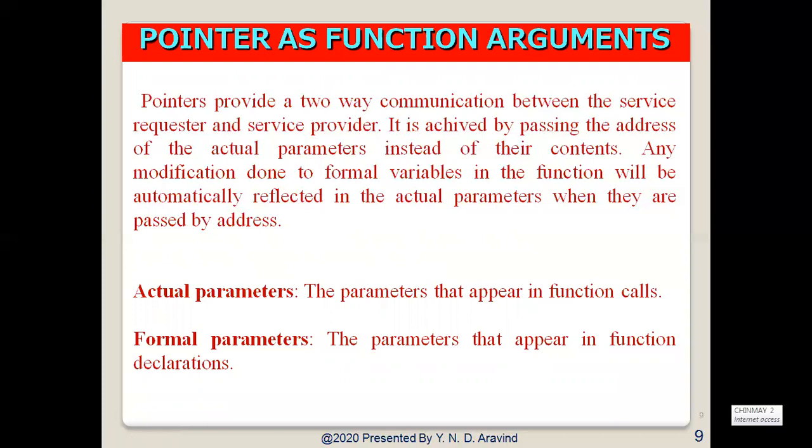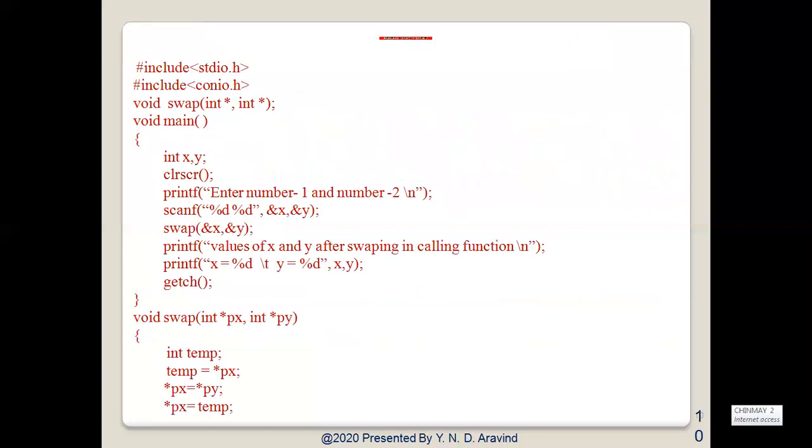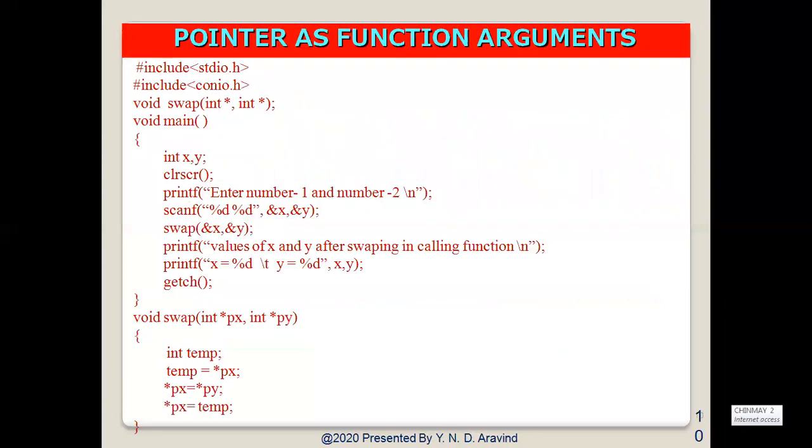So here, what are actual parameters? The parameters that appear in the function calls. The calling function, whatever parameters we see, those parameters are called actual parameters. Then what are formal parameters? Formal parameters are the parameters that are found in the function declaration or called function. Let us see the same example program for swapping of two numbers.